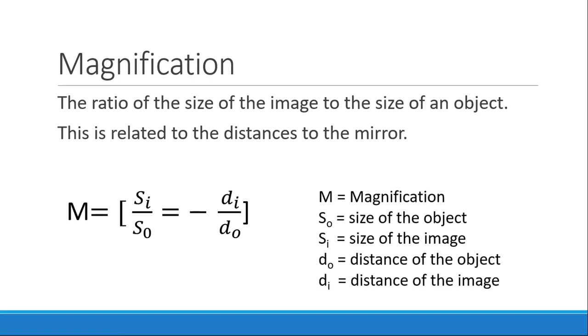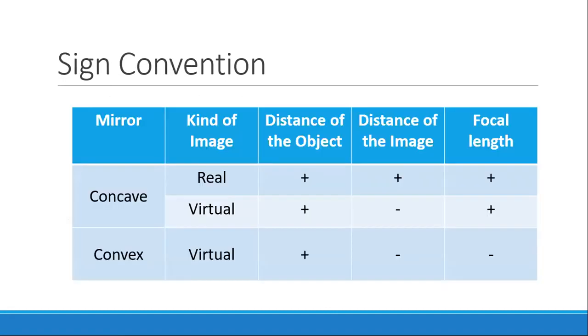Let's look into the sign convention. If we have a concave mirror, the kind of image we have is real and virtual. You could always say that the object distance is positive since it's a real object. Then the distance of the image for a real object is positive for a real image.